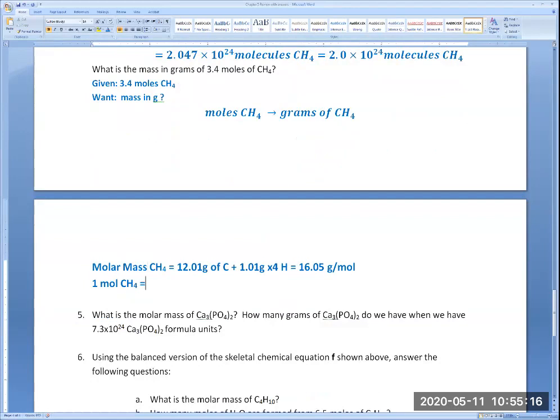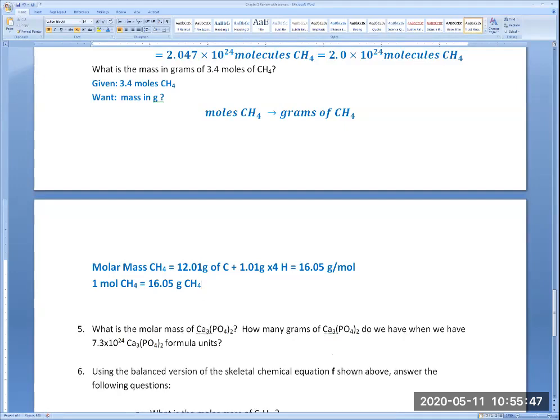But then you can rewrite this molar mass into an equality that says on one side you have 1 mole of the substance, and it's equal to 16.05 grams of CH4. So 1 mole of CH4 is 16.05 grams of CH4. That's an equality you obtain from the molar mass. And from any equality, you can get 2 conversion factors.